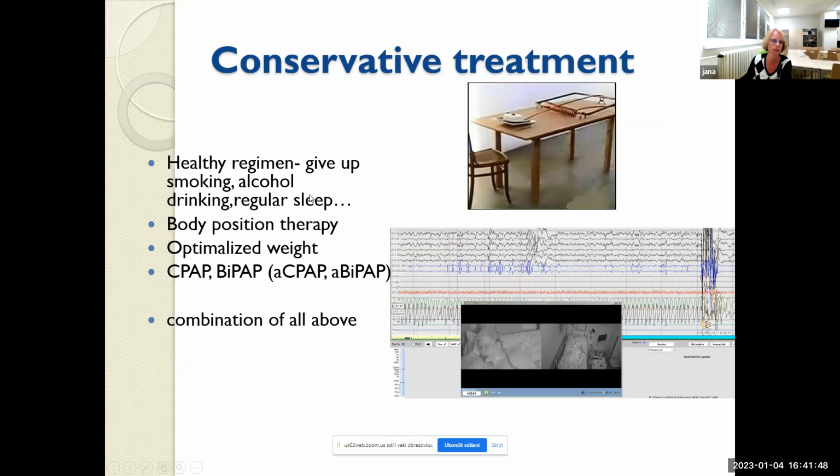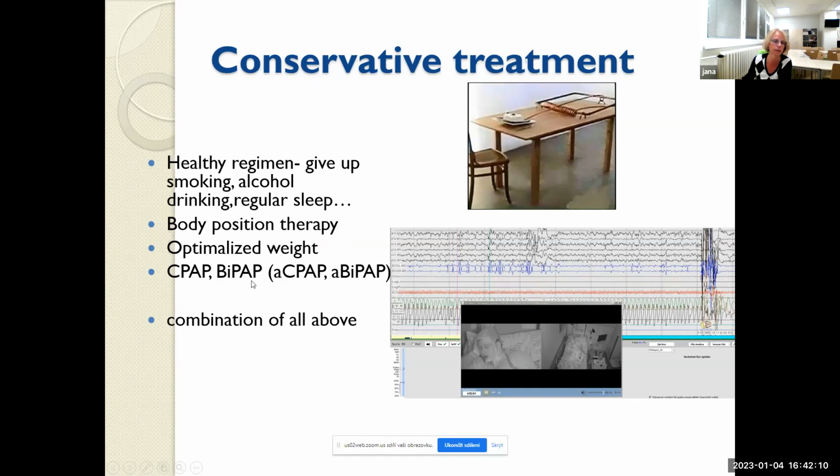Also, they shouldn't drink alcohol during the evenings and nights. And of course, you should recommend regular sleep. Body position therapy, I have mentioned. Optimized weight, I have mentioned. And if nothing like that works, then you should recommend the patient conservative therapy.